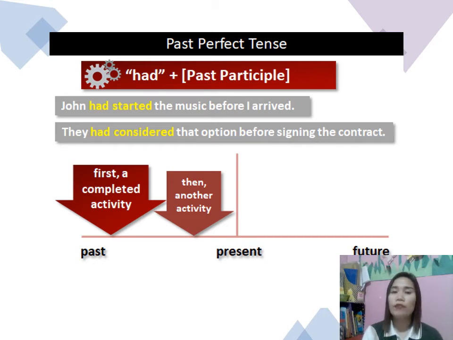Here we have two actions, had considered and signing the contract. The first activity, had considered, is already completed before another action took place, that is signing, and both actions happened in the past. So that is past perfect tense. And let's have some examples for you to understand the past perfect tense well.